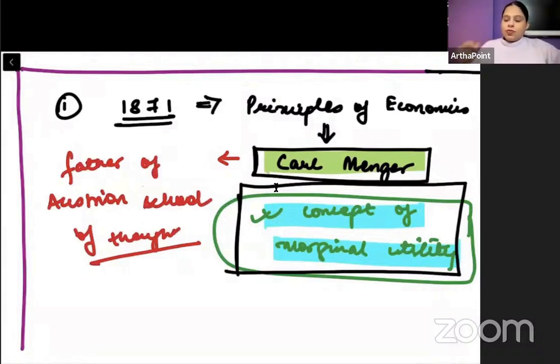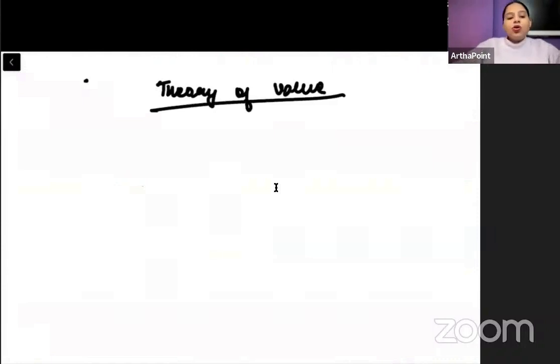Now, another important thing they talked about was something called the theory of value. Gossen's law is diminishing marginal utility. We are not talking about Gossen's law. We are just talking about the concept of marginal utility. What is marginal utility? That's it.